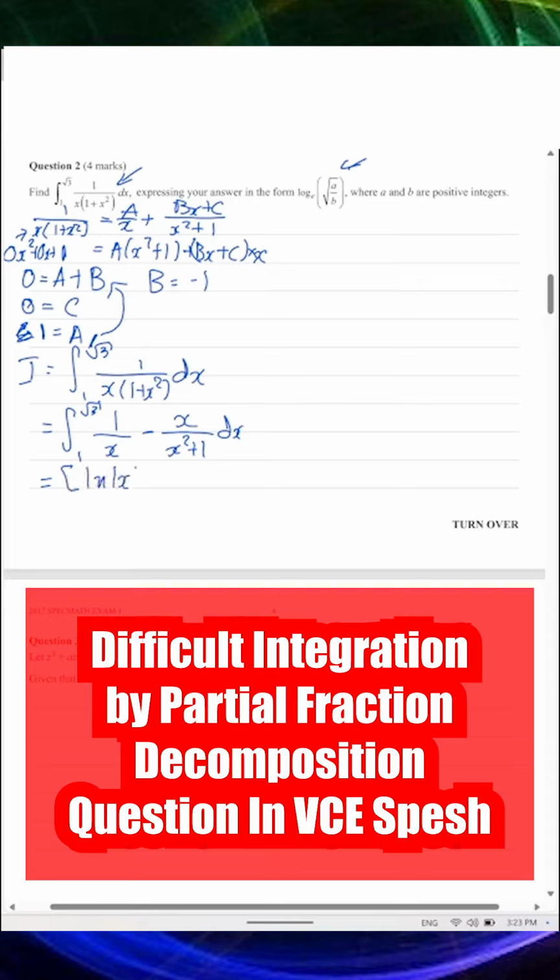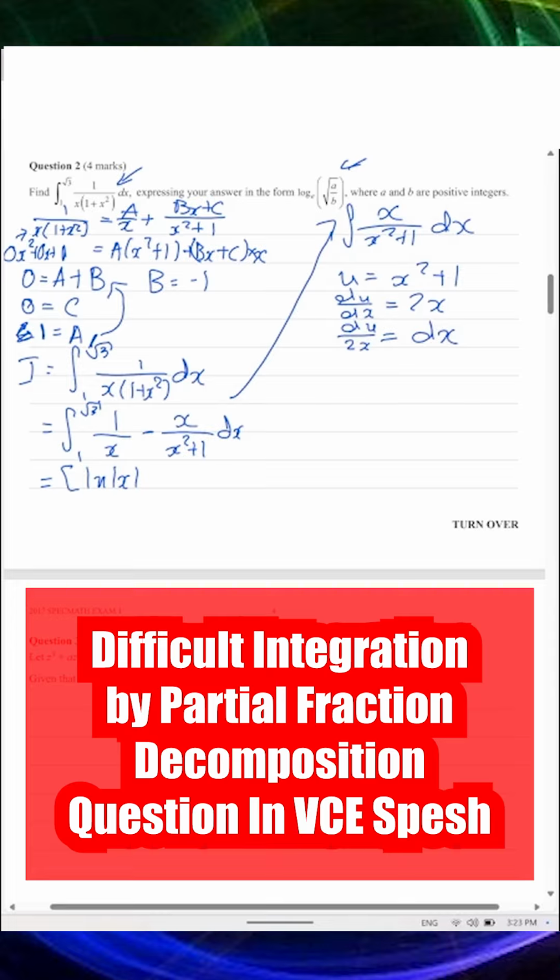We're going to take this integral over to this side over here, and we can use u substitution in this case. If we let u equal x squared plus 1, we let du on dx equal 2x, we can then recognize that du on 2x is equal to dx, which means we can substitute this back into our integral.